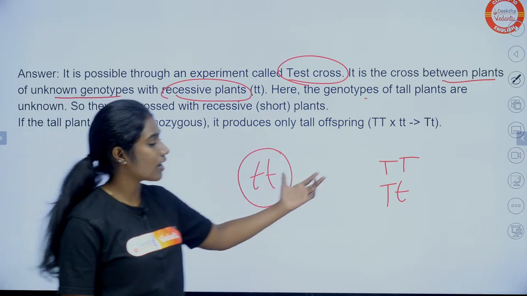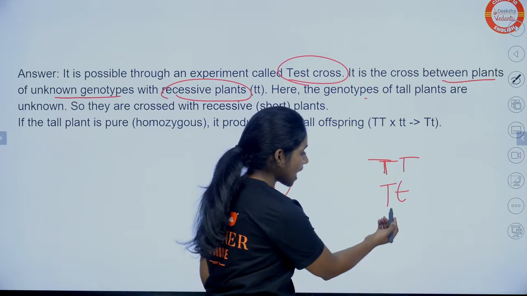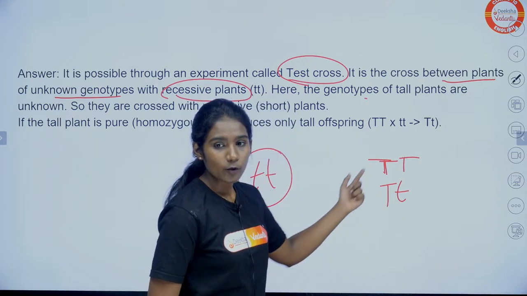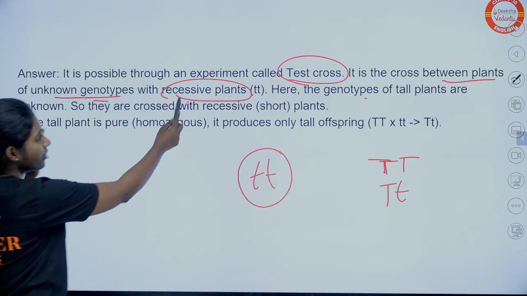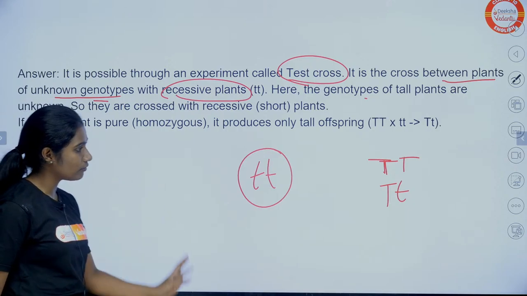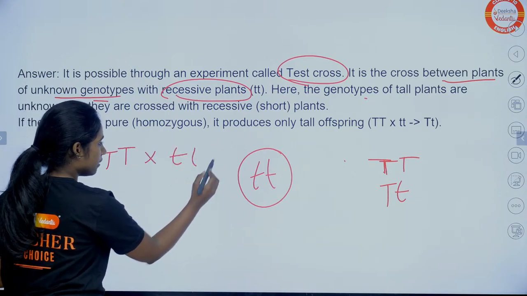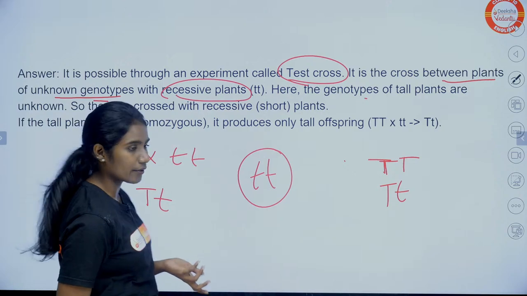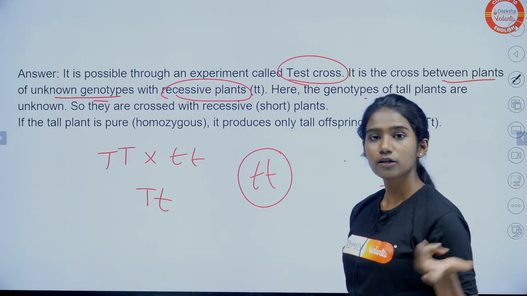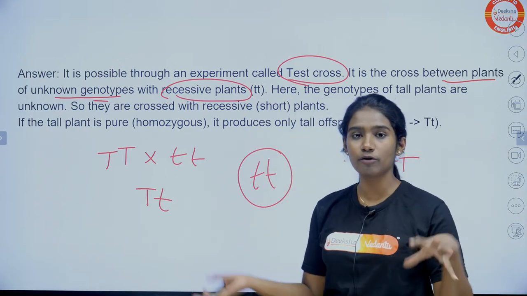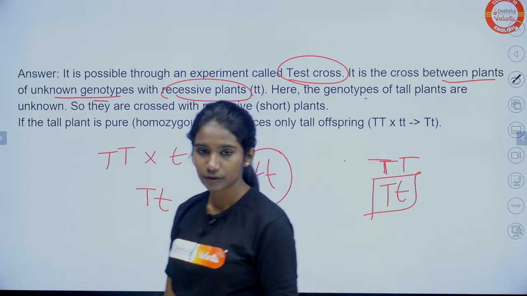That's why what are we doing? We are crossing the tall plants because tall plant, it can have capital T capital T and it can have capital T small t also. So that's why we are crossing this with the recessive one. We are crossing the unknown genotype with the recessive plant. So when you do that, now let's say you are crossing this capital T with small t. What will you get? If you get the dominant only, then it is clear that yes, the gene is homozygous. Whereas if you get the combination of again tall and short, then you will get to know that the tall plant is heterozygous. That's how we will find out.